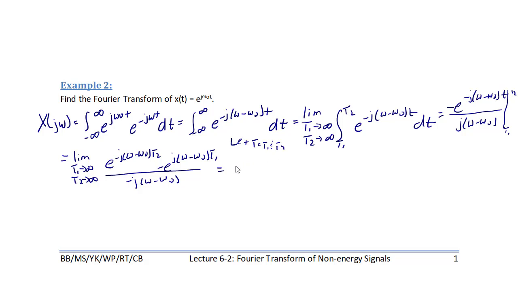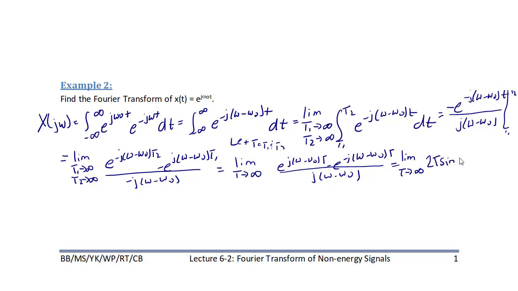And I'm going to distribute the minus sign. So this becomes the limit as t approaches infinity of e to the j(omega minus omega naught)t minus e to the negative j(omega minus omega naught)t, divided by j times (omega minus omega naught). And using algebra, this simplifies to the limit as t approaches infinity of 2t sinc of (omega minus omega naught)t over pi.